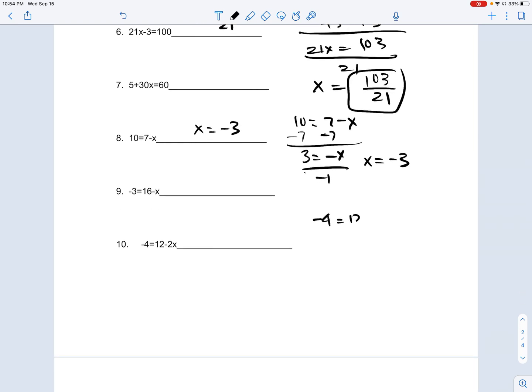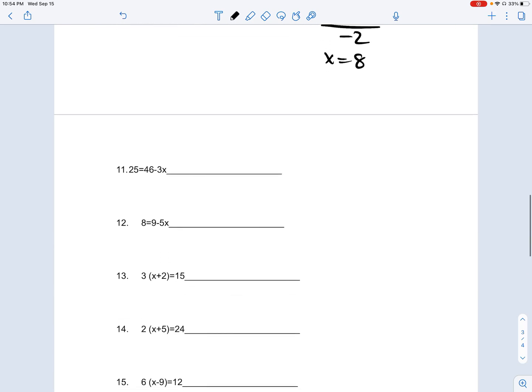Negative 4 is equal to 12 minus 2x. You subtract 12 on both sides and you get negative 16 is equal to negative 2x. You divide by negative 2 on both sides and you get x is equal to 8. That means that the only solution to this equation would be the value 8.